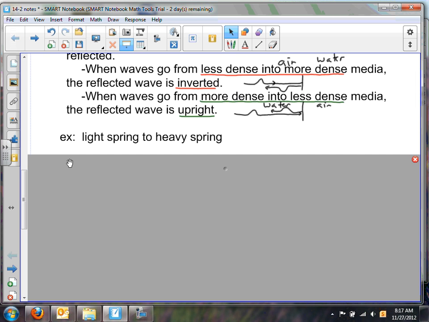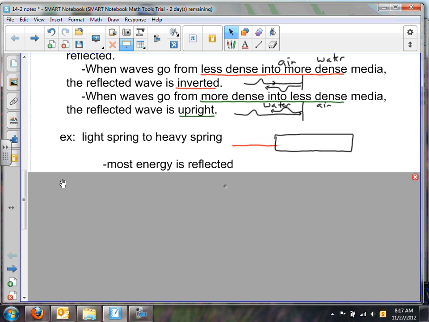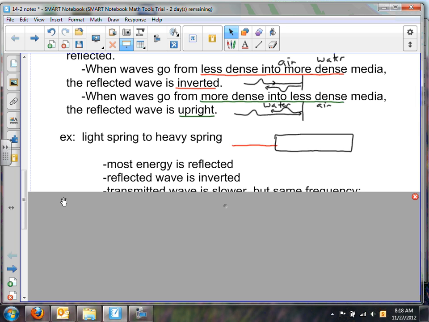So if we have two springs tied together, a light spring and a heavy spring, or maybe a string hooked to a dense, thick rope or something. Difference in media would be large, which would imply that most of the energy is reflected. And how is it going to be reflected? Well, it should be reflected inverted, because you're going from less dense or light to a heavy one.